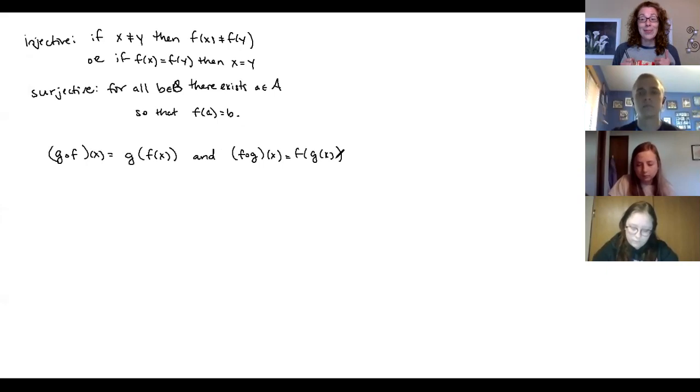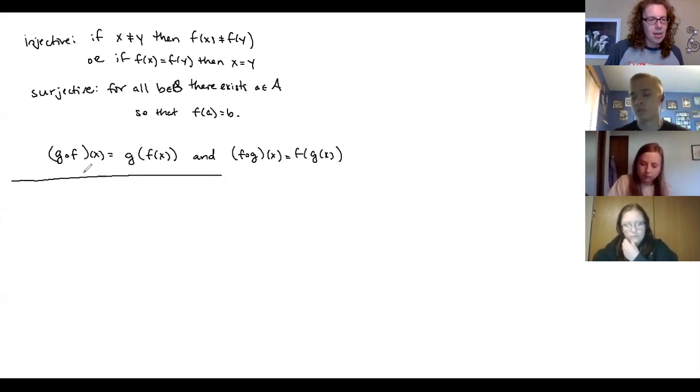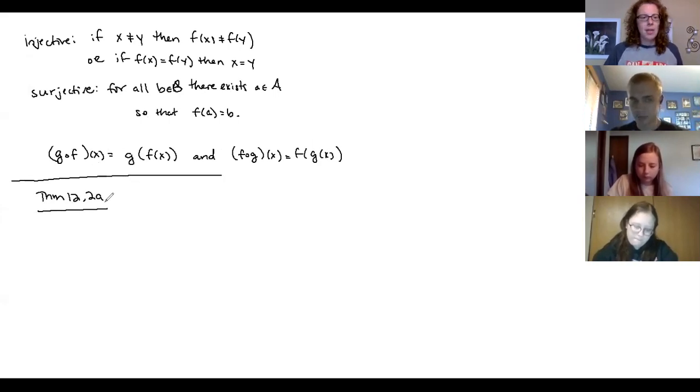Ready for a theorem? We're going to prove a theorem today. It actually comes in two parts. So we're going to prove two parts of a theorem. And we'll put it on here. I don't think I have enough space to do the whole thing, but two parts of a theorem. So theorem 12.2, I'm going to call it part A because I'm breaking this theorem into two parts. Theorem 12.2a. Here's my hypotheses.